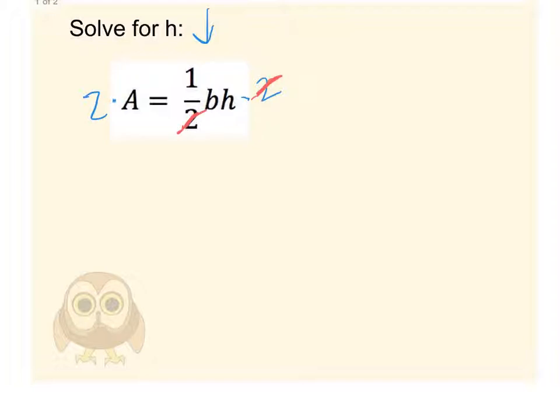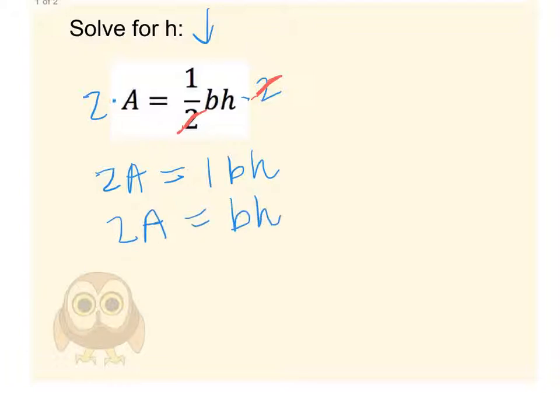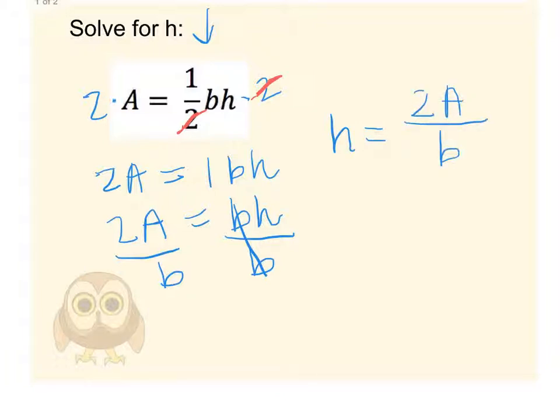So then what I'm left with is 2 times A is equal to 1 base times height. We know that 1 out front doesn't really matter, so if you want to turn this into 2A is equal to bh, or base times height, you can. So remember, I'm still trying to solve for h, so now I have b stuck with h, and the b and the h are multiplying together. To undo that, I need to divide by b. So what I'm left with is h is equal to 2A divided by b.